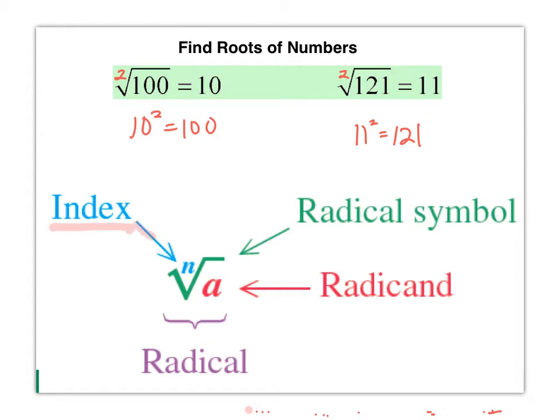We have the index. The index is going to give you an idea of what power to look for as you're simplifying the radical. We have the radical symbol itself, as well as what's underneath the radical symbol, which is called the radicand. Everything together with the index, the radical symbol, and the radicand is what we call the radical.